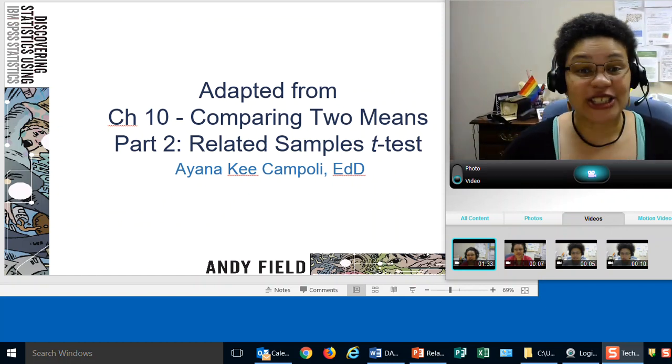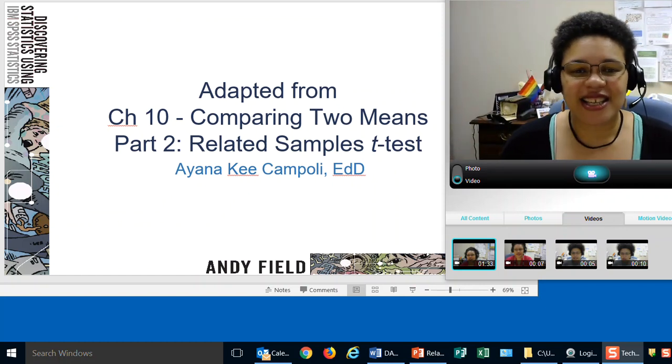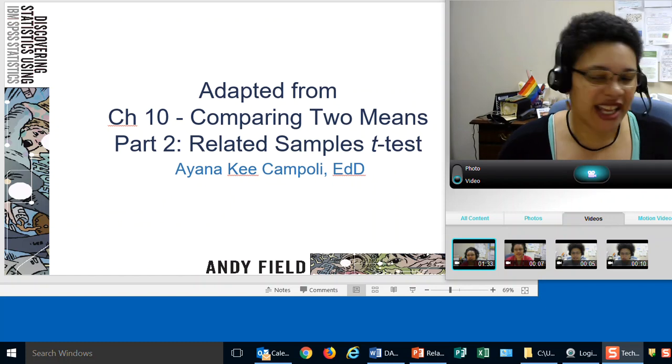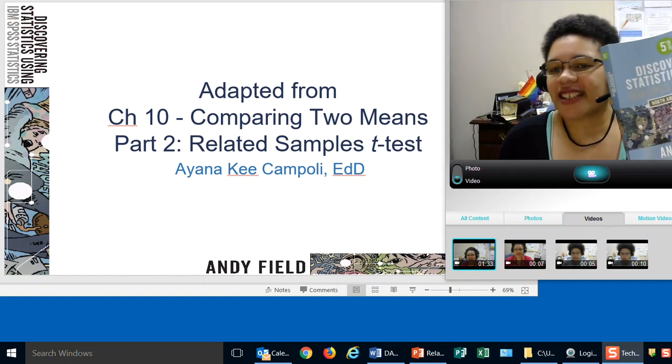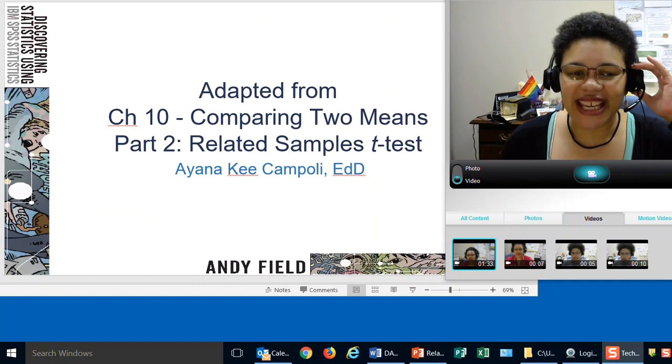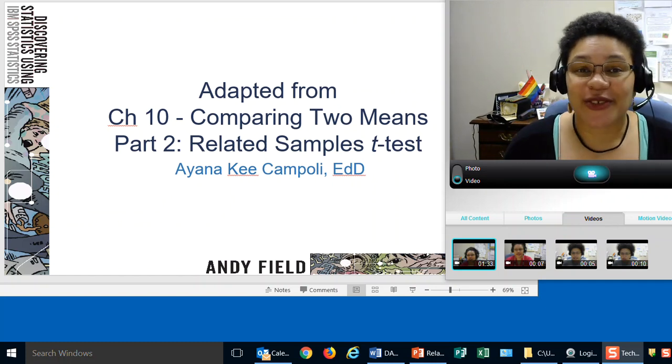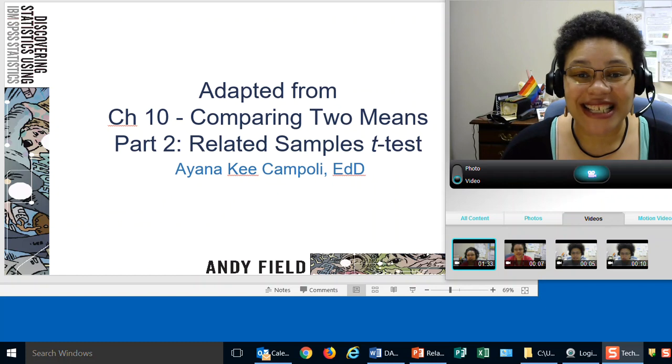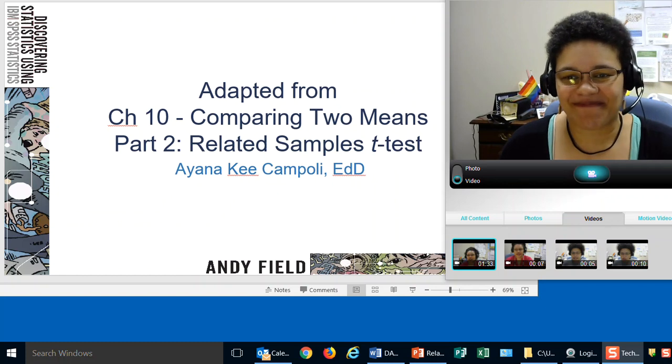And that's what we're going to learn in this lesson that was adapted from chapter 10 in the field book on comparing two means. We're talking about the related samples t-test.